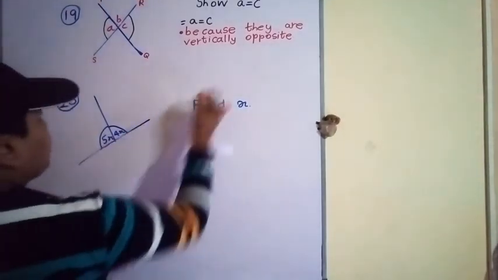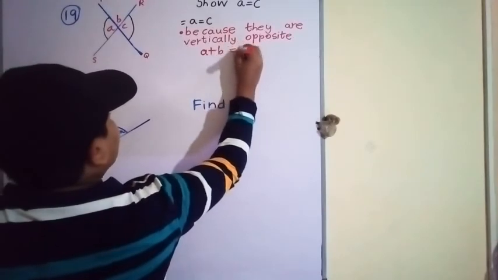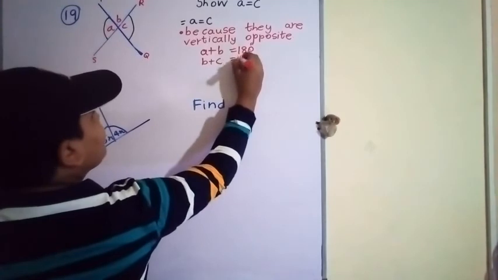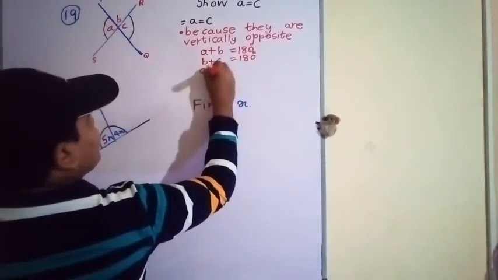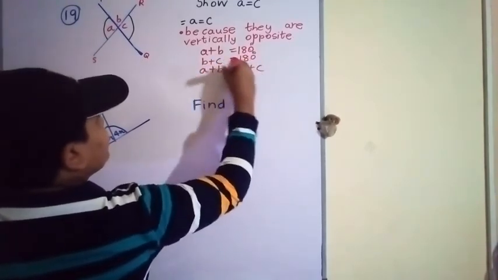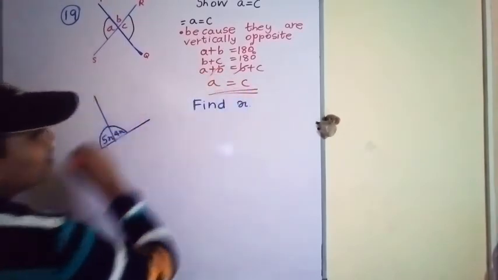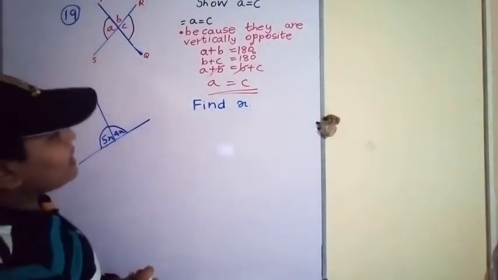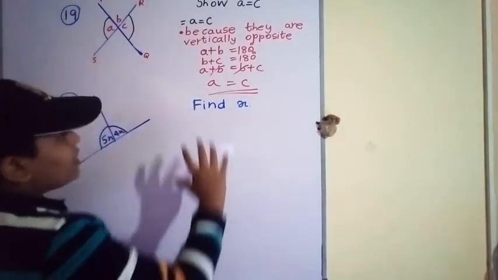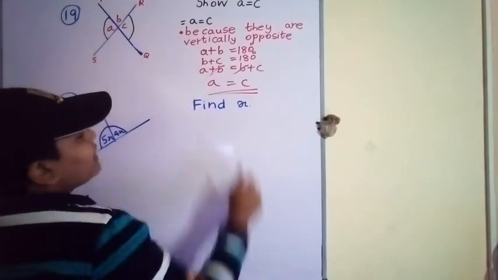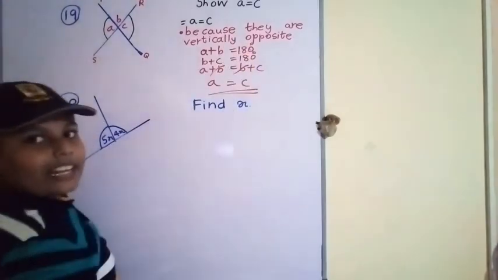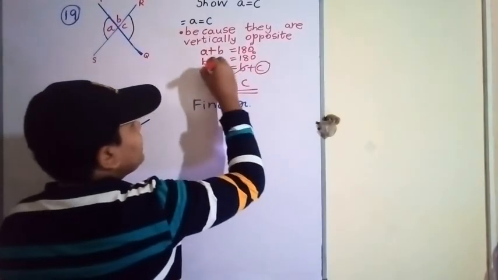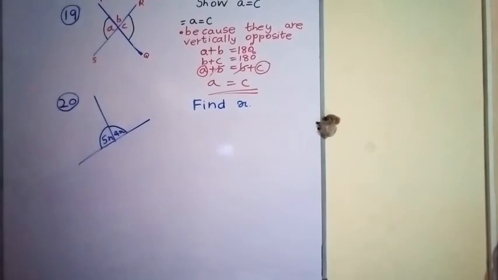Now A plus B means 180 degrees. B plus C means 180 degrees. So A plus B equals B plus C. Now AB is 180, BC is also 180. Now A plus B equals B plus C. The 180 is the same. Now cancel the B, you have C and A remaining. That is 1.